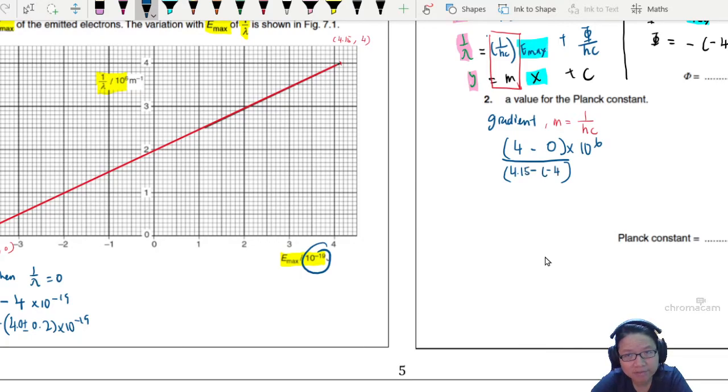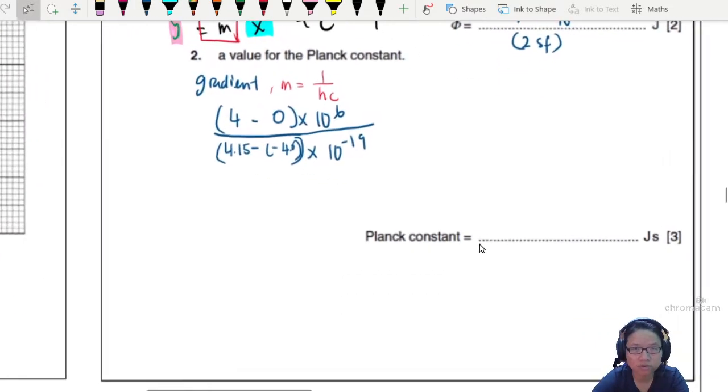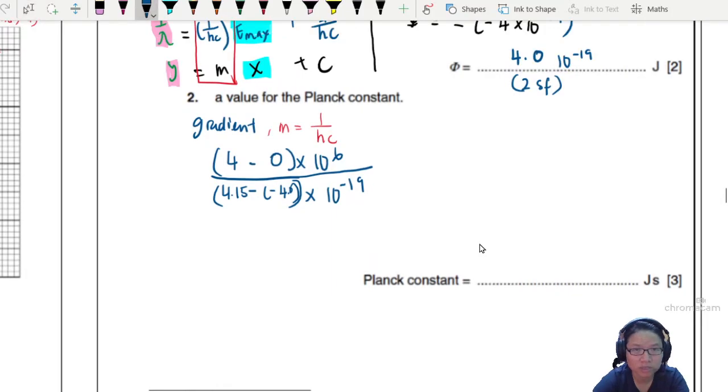minus -4.0. Don't forget there's a prefix here, 10 to the -19. Make sure you include all the prefixes from the axis. There's a power 6, there's a power -19. Okay, beautiful. I got the gradient. This is 3 marks. I've got to make sure I show the gradient properly.